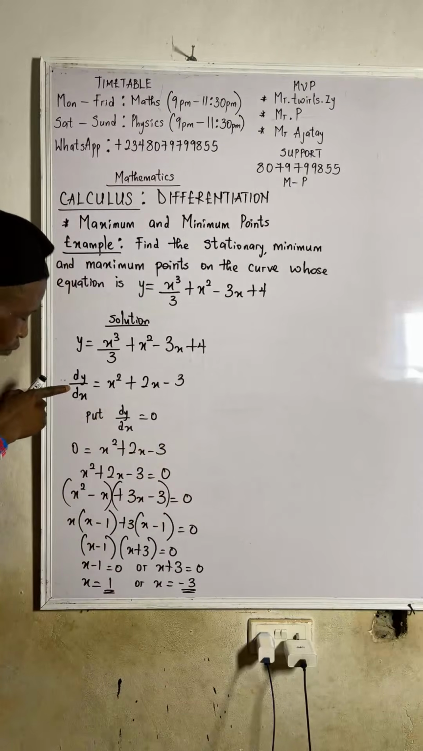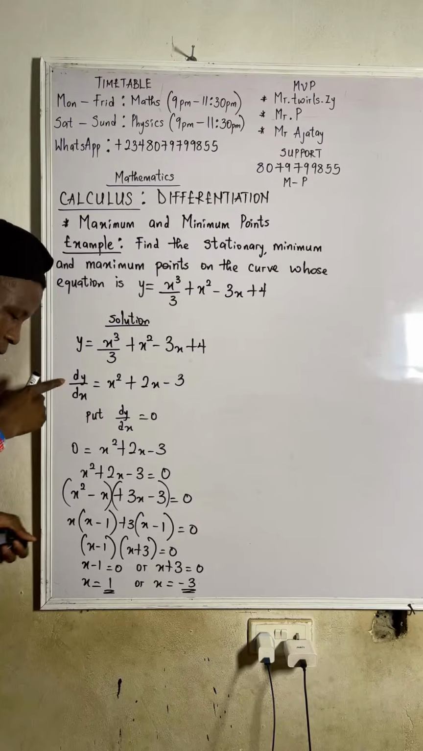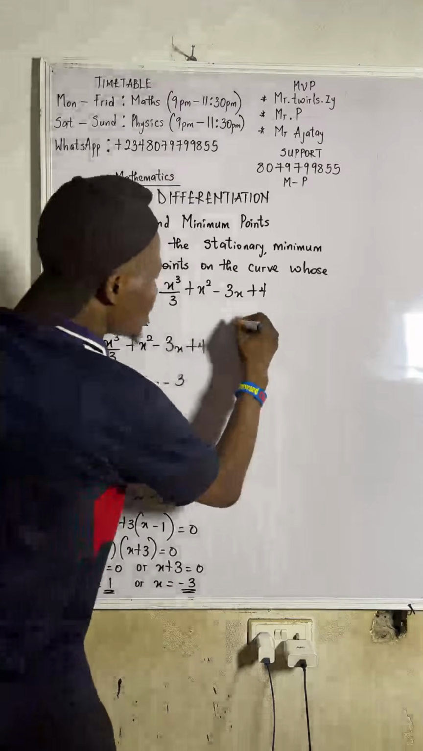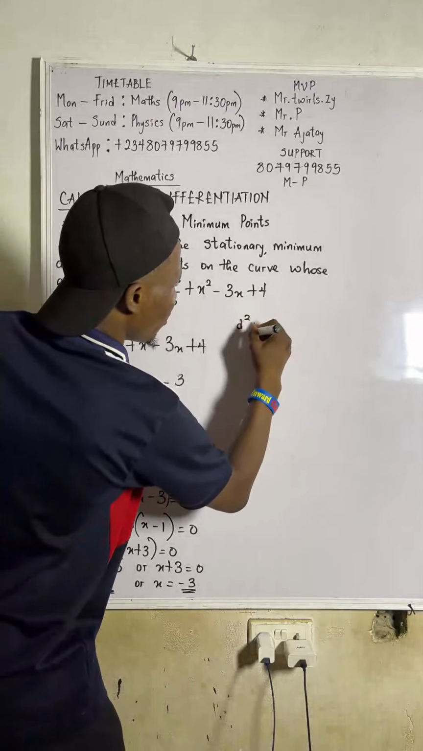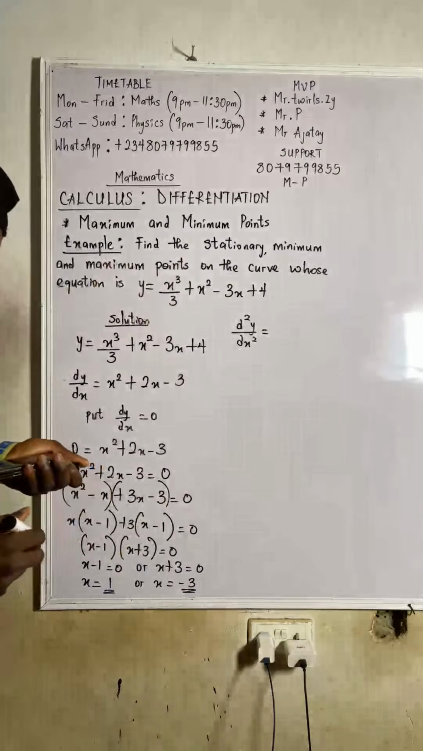Now you come here. You see this dy dx. This is where you find the second derivative, from here. You see that we have differentiated this once. Now to get the second derivative will be d squared y over dx squared. That is, I'm differentiating the second time.